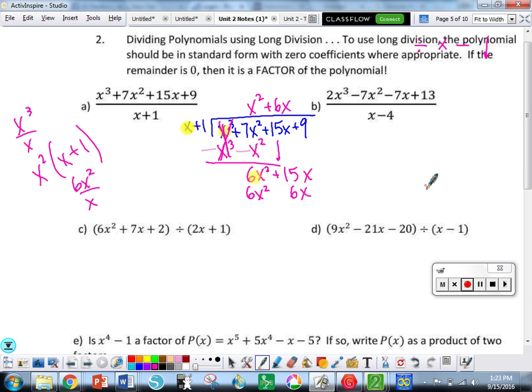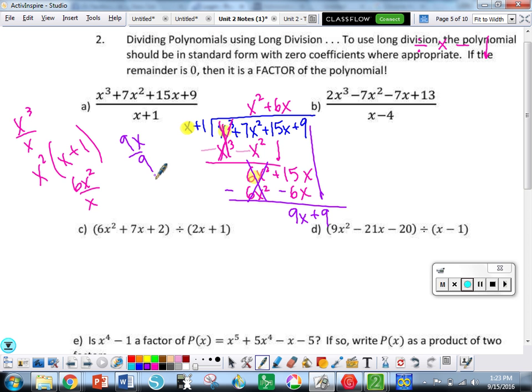Now we subtract. Yes, always. If they don't cancel, then you messed something up right here. Combine those, you get 9x. Bring down the plus 9, and you do it again. 9x divided by x. If this helps you to write it out on the side, do it. If not, you don't have to.